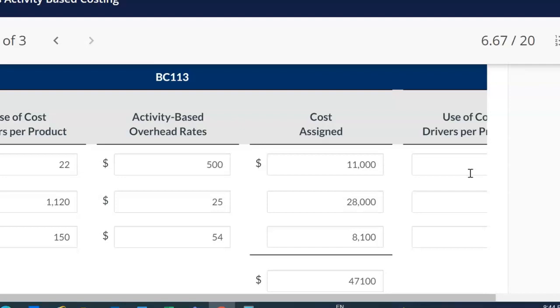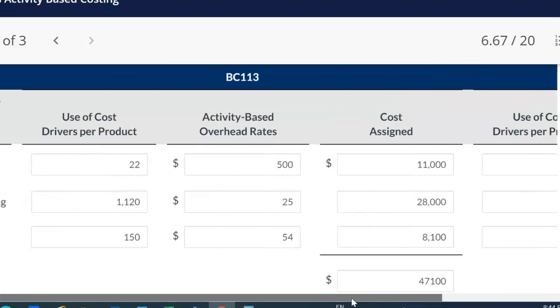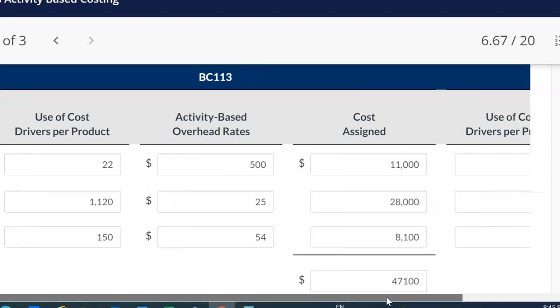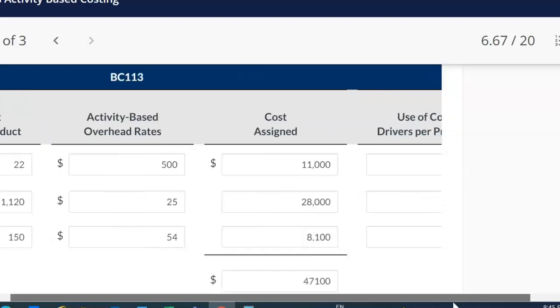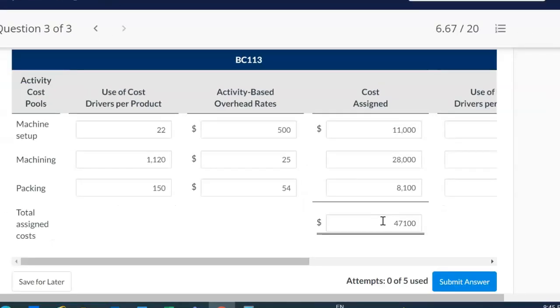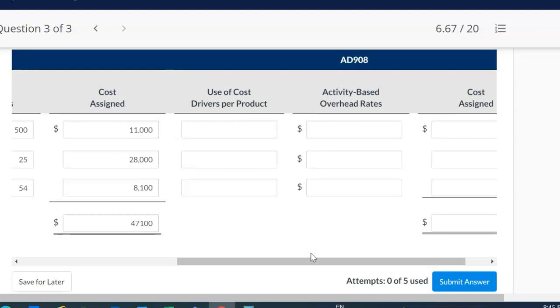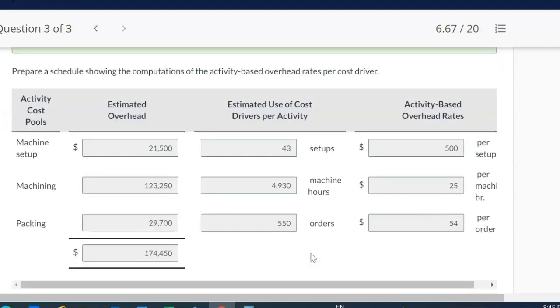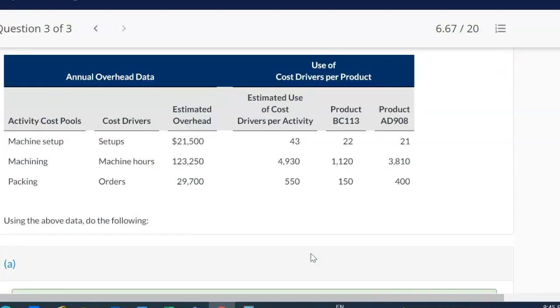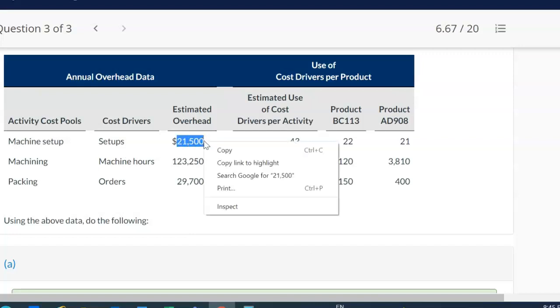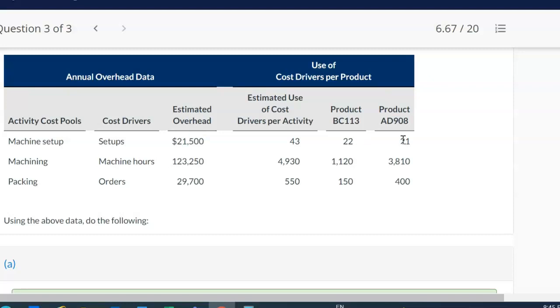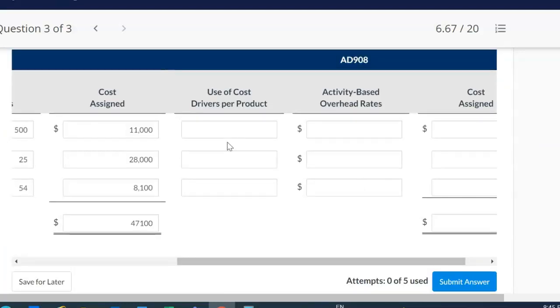That's the amount of overhead that is assigned to BC down. Now, when you move over, you got the other product. Yeah, but here it's empty. Yeah, go move over. I tried, but it's not going. Maybe you have to plug it in. Okay, there you go. Use of the cost driver for AD 908. So just go up. Cost driver. 21. No, the use of the cost driver. The last 21. Yeah. The actual 21.